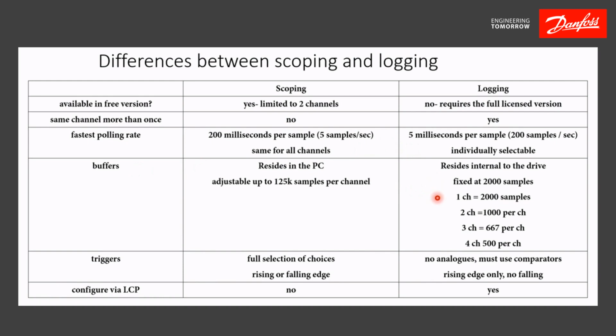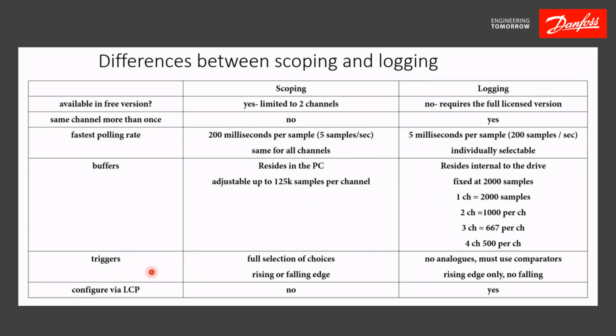If you're just looking at one channel, that's 2,000 samples. And of course, at the fastest polling rate of 200 samples per second, that'd be just 10 seconds worth of information at the fastest rate. If you're looking at 2 channels, the buffer for each channel would be 1,000 samples, which would, of course, be just 5 seconds, and then so on. If you do 4 channels, that's just 2.5 seconds worth of information when polling at the fastest rate.